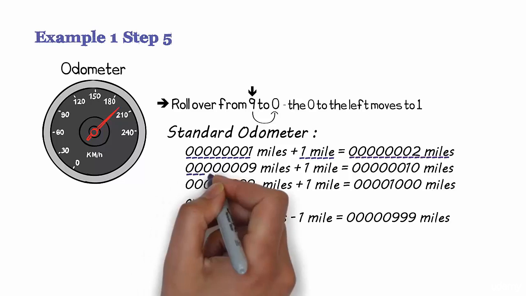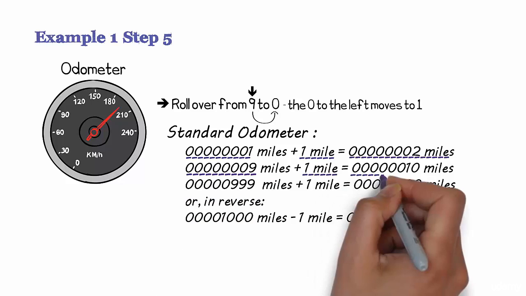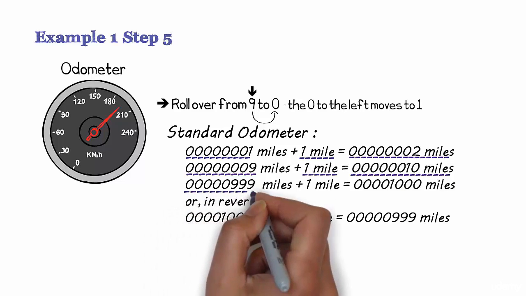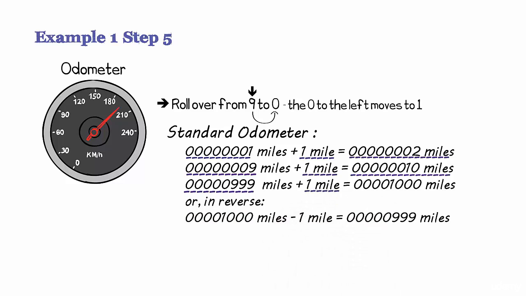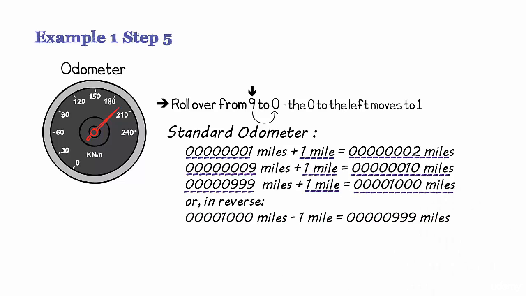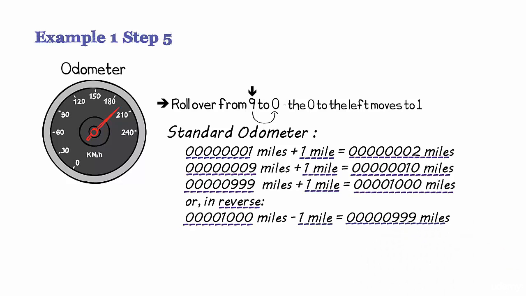If you had driven 9 miles and you drove 1 extra mile, that would display as 6 zeros, followed by 1, followed by 0, in other words, 10 miles. If you had driven 999 miles and drove an extra mile, that would display as 4 zeros, followed by a 1, followed by 3 zeros, in other words, 1,000 miles. Not that you would ever do this, but let's say you reversed the odometer. So you had 1,000 miles and you took 1 mile away, that would give you 5 zeros, followed by 3 nines, in other words, 999 miles.